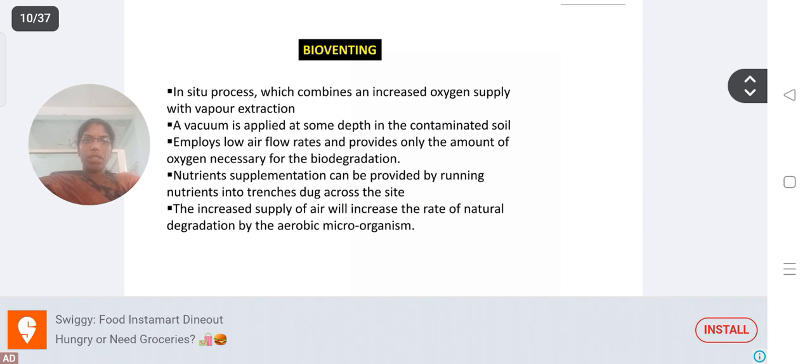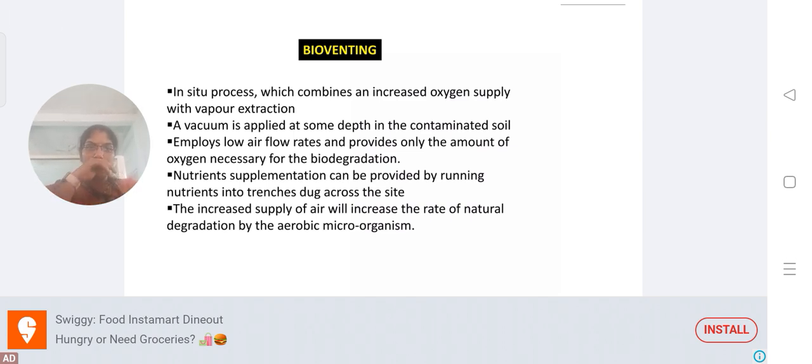Bioventing. The second process is bioventing. It is an in situ process which combines an increased oxygen supply with vapor extraction. A vacuum is applied at some depth in the contaminated soil, employs low air flow rates and provides only the amount of oxygen necessary for the biodegradation. Nutrient supplementation can be provided by running nutrients into trenches dug across the site. The increased supply of air will increase the rate of natural degradation by aerobic microorganisms.